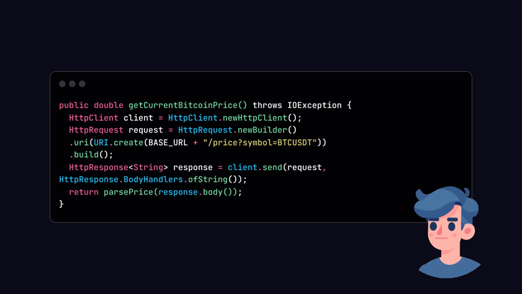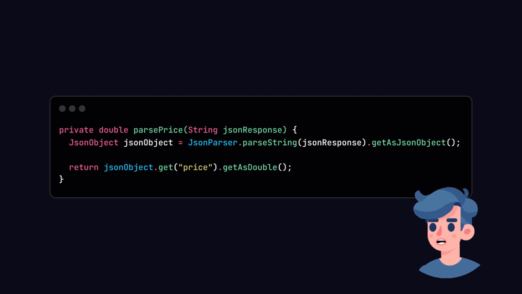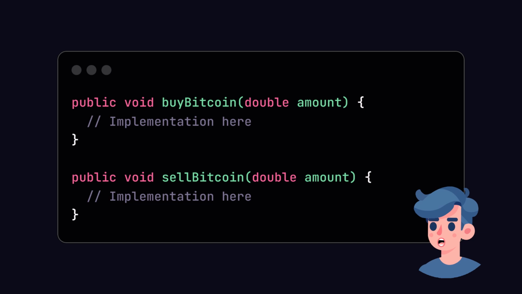Now, we need a method to fetch the current price of Bitcoin. Let's create a method called getCurrentBitcoinPrice. This method will handle making an HTTP GET request to the relevant API endpoint. In this method, we're using HTTP client to create and send a request to the API. The parsePrice method will extract the Bitcoin price from the response. Let's implement that next. The parsePrice method uses JSON to convert the JSON response into an object we can work with and extract the price.